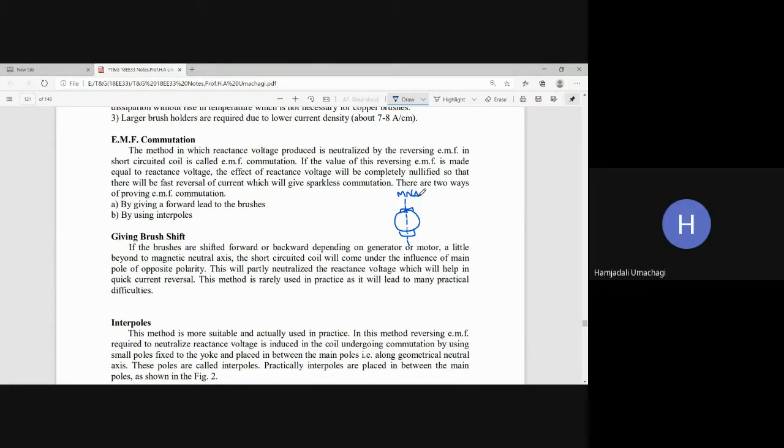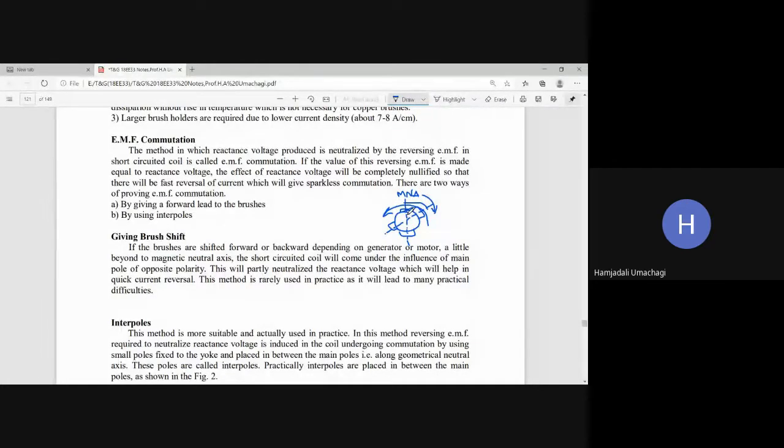Now what we have to do is shift the brushes. Shifting the brushes means you have to shift the brush position by some angle with respect to the MNA. The earlier brush was resting in line with the MNA. Now if I give some forward lead, if it is going to behave as a generator, you have to move it in the clockwise direction. If it is behaving as a motor, then the brush has to be rotated the other way, that is, anti-clockwise.